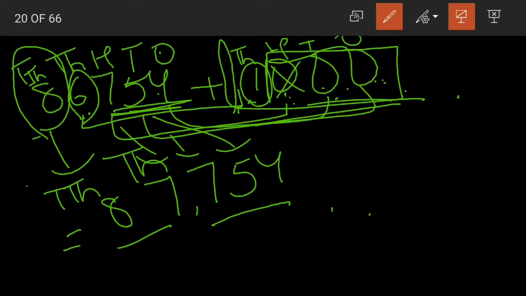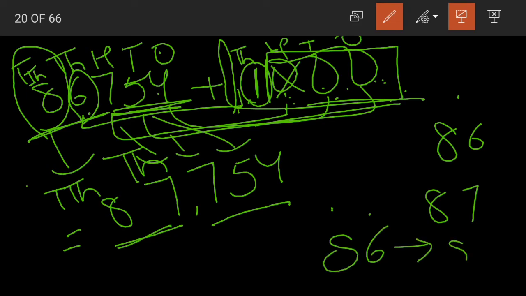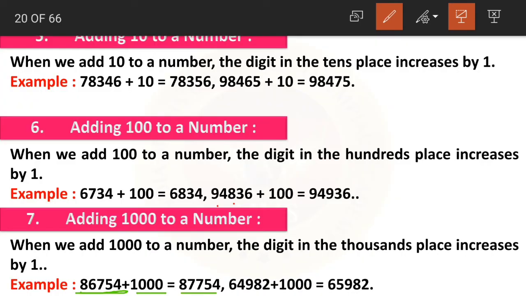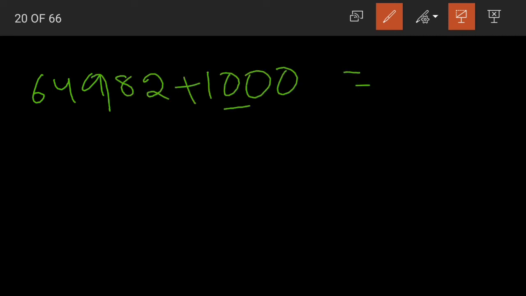87,754. Yes, here we had 86,000. Now as we have added 1,000, the answer is 87,000. After 86, what do we get? We get 87. When we add 1 to 86, we will get 87. Clear, children? Adding 1000. Let us look at another last example for today's class. 64,982 plus 1000. Again, here we are having zeros in ones, tens and hundreds.